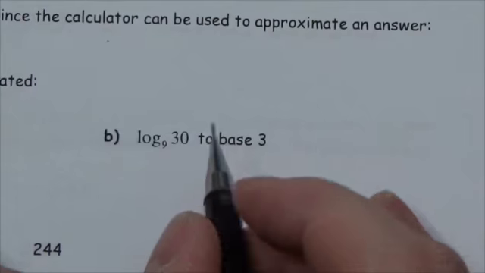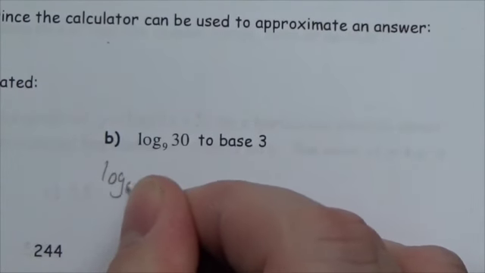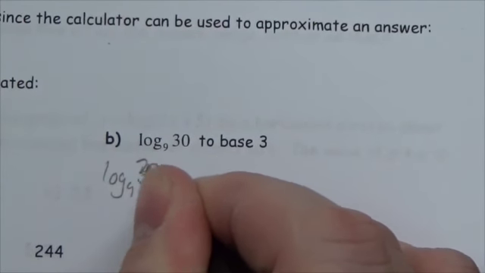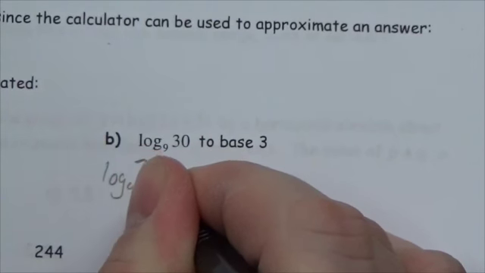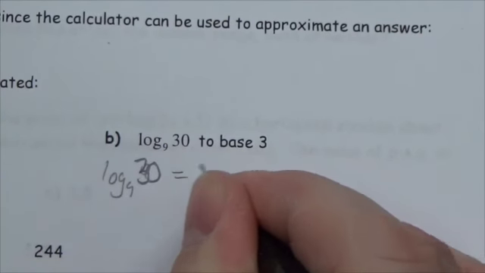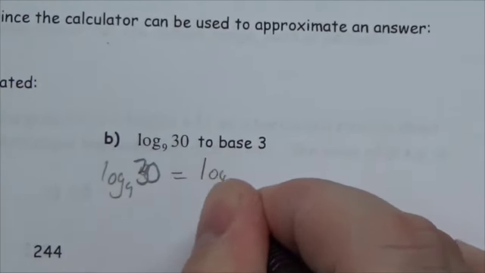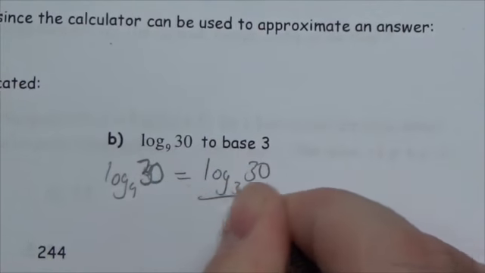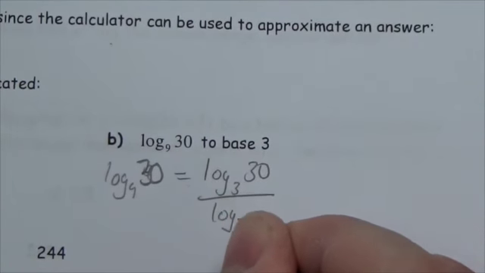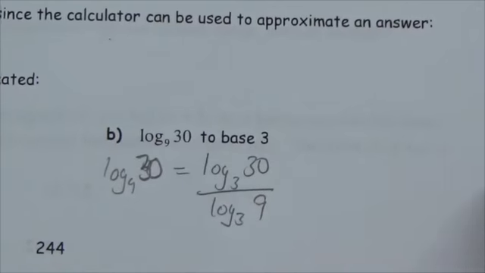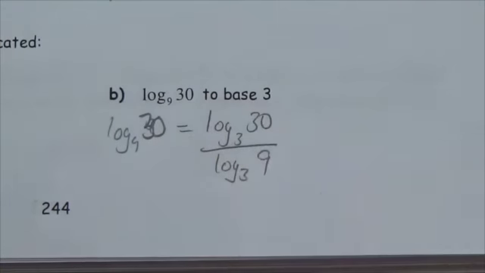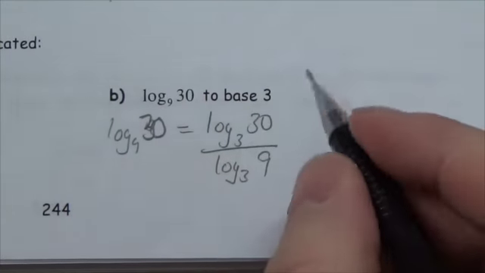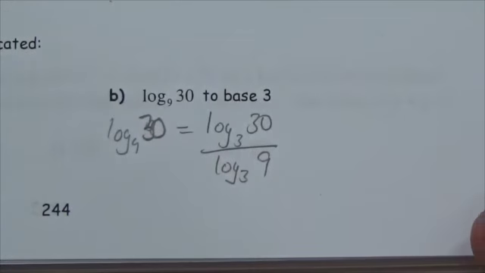So for this one over here, we're going to do a very similar sort of thing. So the log base 9, whoops, I was going to write 80 there for some reason. Log base 9 of 30, if I'm going to convert this to base 3, this will become the log base 3 of 30 over the log base 3 of 9. Okay, so now I've converted this to base 3. Now I can go one small step further. I don't know what the log base 3 of 30 is.